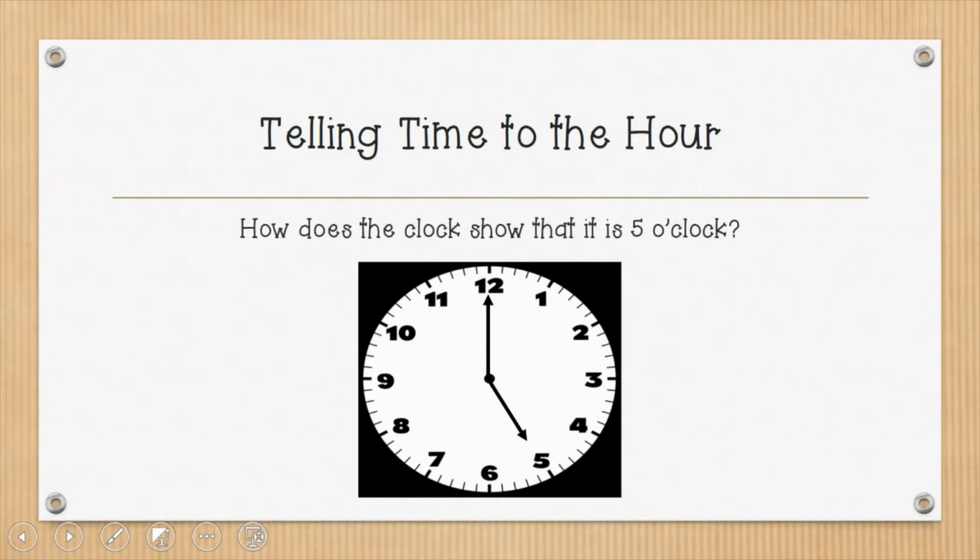So, how does the clock show that it's 5 o'clock? Well, the hour hand, the short hand, is pointing to the 5, and our minute hand, or the long hand, is pointing to the 12. So when the hour hand is pointing exactly at the 5 and the minute hand is pointing at the 12, that means it's exactly 5 o'clock.